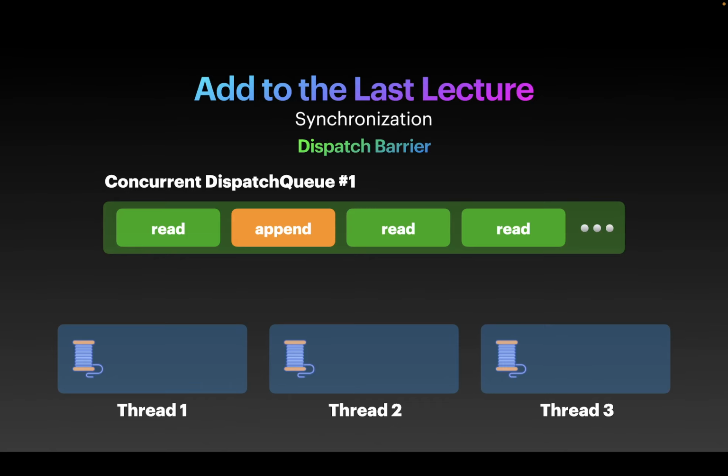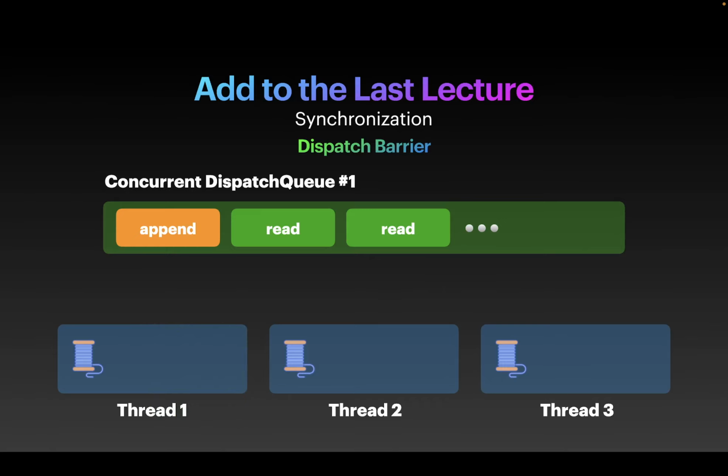Yes, exactly. So in this case, the first thing we're going to schedule is the read. But since the append, the second task, is a barrier, we're going to leave that alone and just schedule one task, which is the read. So even though it's a concurrent dispatch queue, it hits a barrier, so it only executes the read. Now when the read finishes, it goes away, and now we can execute the barrier block.